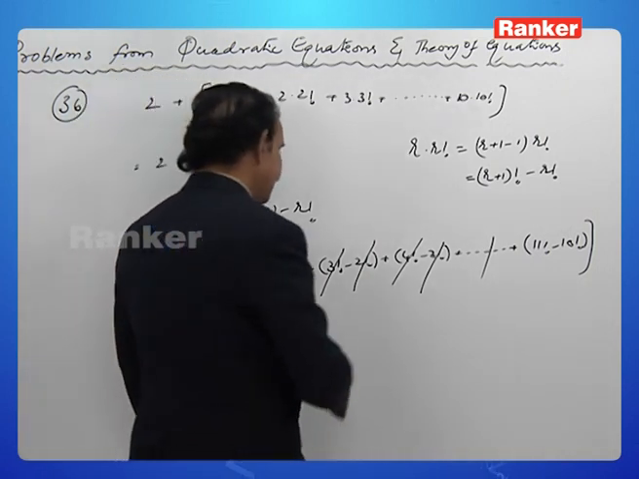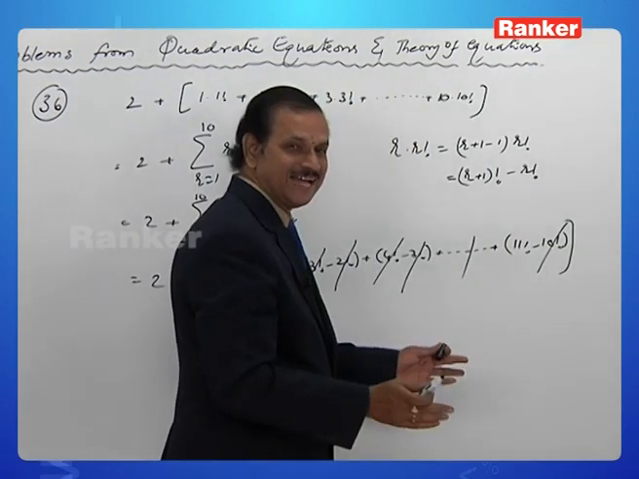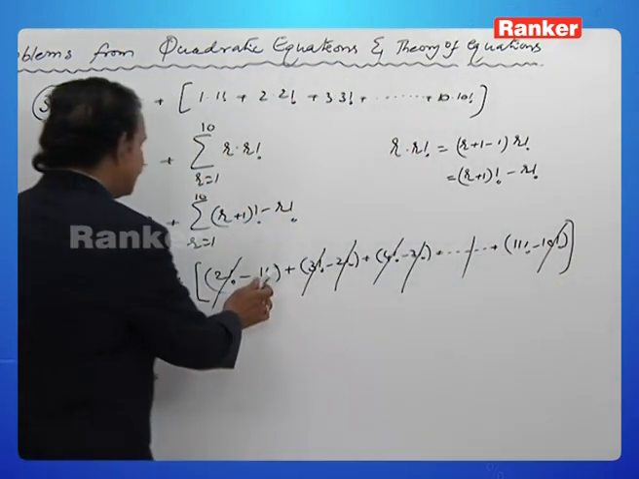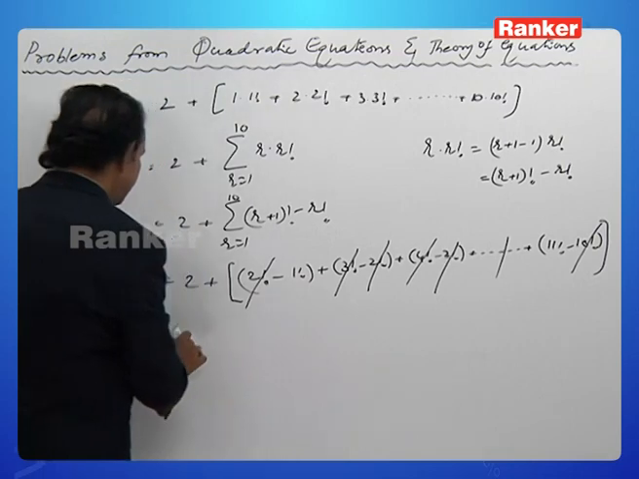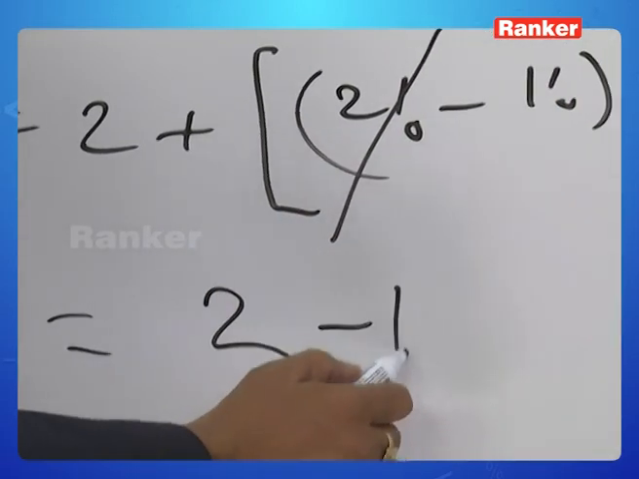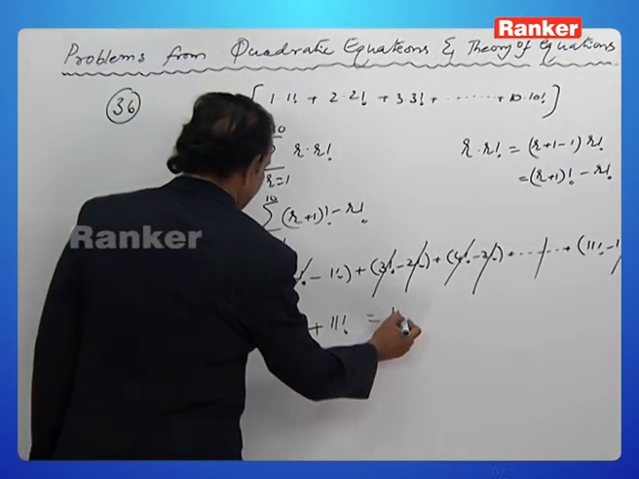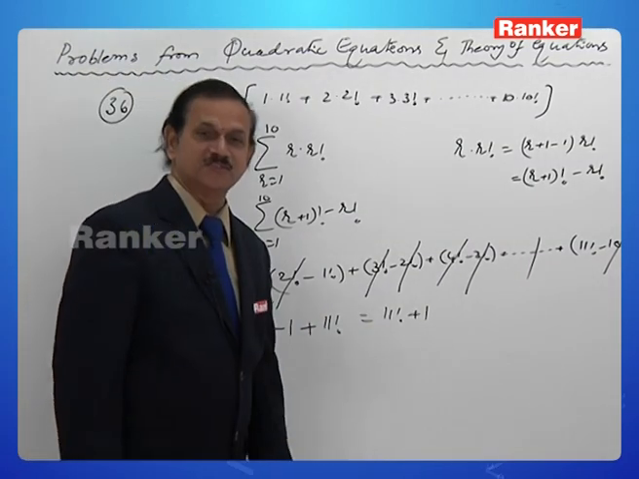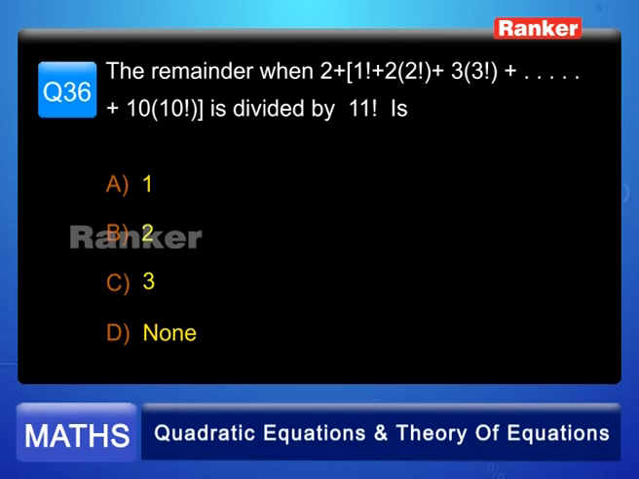Like that, all these will be cancelled. 11 factorial will not be cancelled because there is no bracket after this. Just like that, minus 1 is not cancelled because there is no bracket before this. Altogether, this is 2 minus 1 factorial, which is minus 1, plus 11 factorial. At last, what are you going to get? 11 factorial plus 1. It's very, very simple. If this number is divided by 11 factorial, what remains here? 1. That is, the remainder is 1. The first option A is the right option.